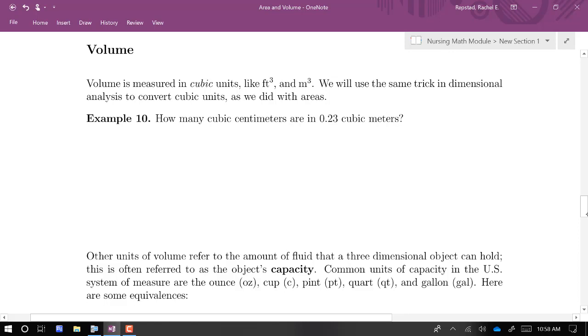Now let's talk about volume. Volume has cubic units like cubic feet, cubic centimeters, cubic meters. And we'll do a quick example here. How many cubic centimeters are in 0.23 cubic meters? So I'm starting out with 0.23 cubic meters.